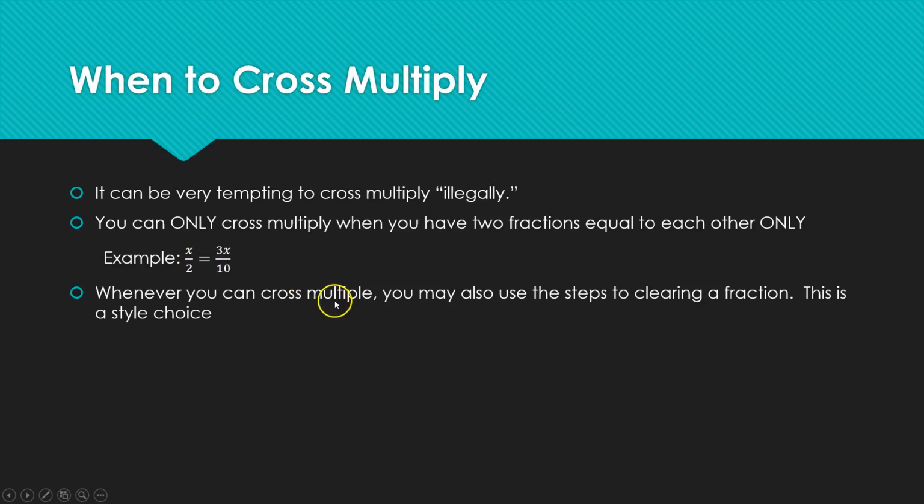Whenever you can cross multiply, you may also use the steps for clearing a fraction. This is a style choice. So you could also multiply both sides by 20, and that could also get rid of that denominator as well. You have multiple options. I want you to choose the one that makes the most sense to you, and then eventually maybe worry about some other ways of doing things.